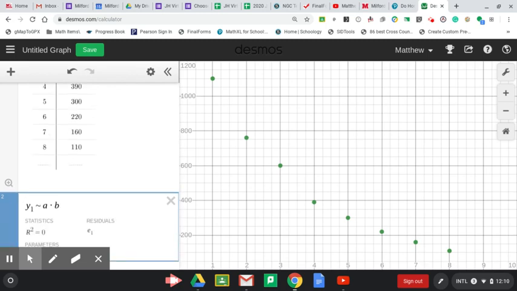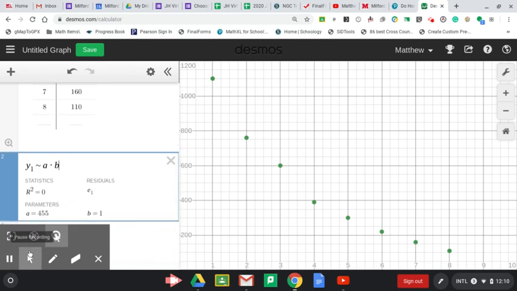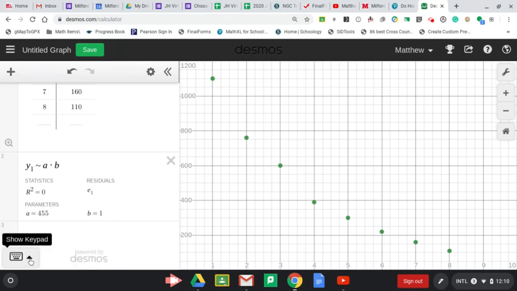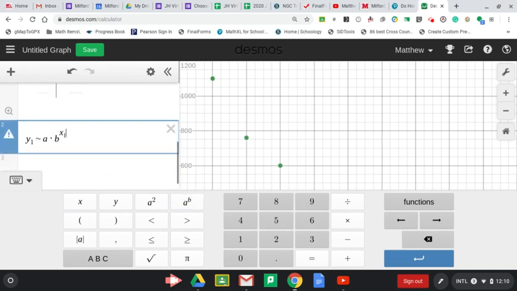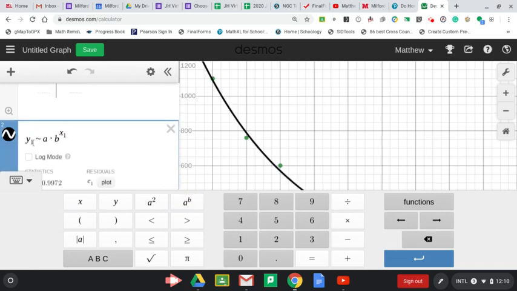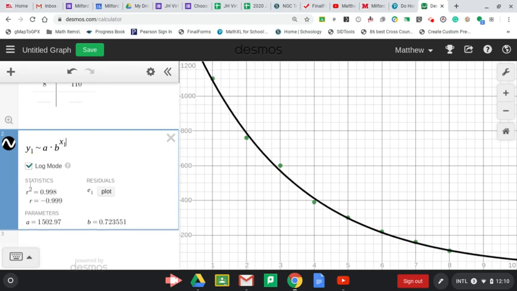A times b. Okay, then I need to get into my exponent here. Hold on, I have to move this Screencastify thing. Hide tools, there we go. Now I can get in that exponent, and there is where my x goes. So I just hit y1, I just hit the number 1, and it automatically made it that subscript. Same with the x. I hit 1 after the x, and it automatically made it that subscript as well, okay? The last thing is we need to check this log mode right here, and this gives us the information for our equation.